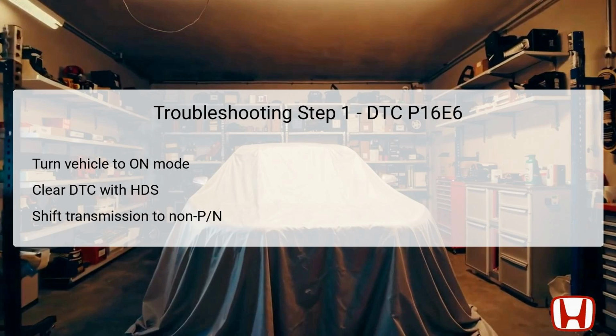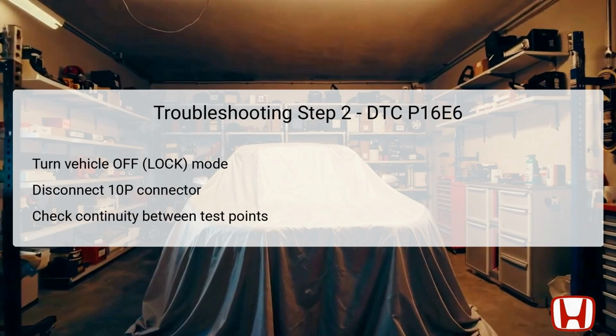After clearing, shift the transmission into a gear other than park, P or neutral, N, and maintain this position for at least 5 seconds. This action simulates an operational condition that may help in identifying pending or confirmed DTCs. Following these steps prepares you for further diagnostic checks based on the vehicle's responses.